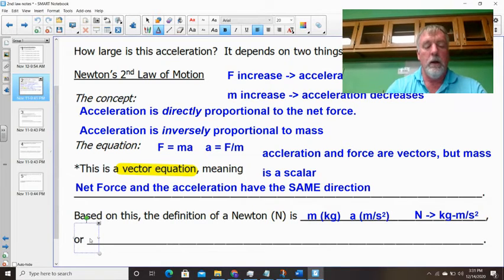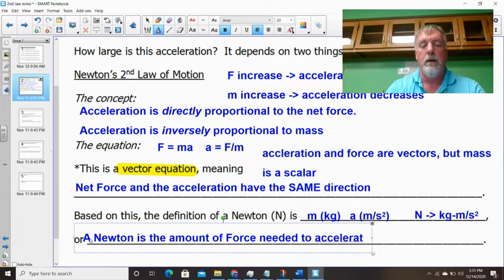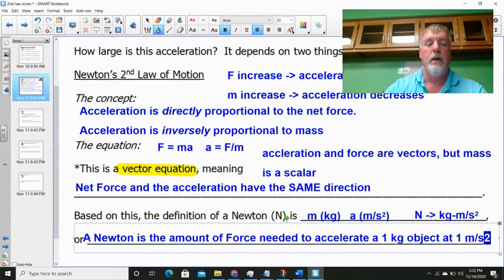So how can we say this in a different way, defining a Newton? A Newton is the amount of force needed to accelerate a 1 kilogram object at 1 meter per second squared. So that's a quick definition of our Newton. All right, so this is all just F equals ma. We're talking about it being a vector equation, so our force and our acceleration have the same direction.